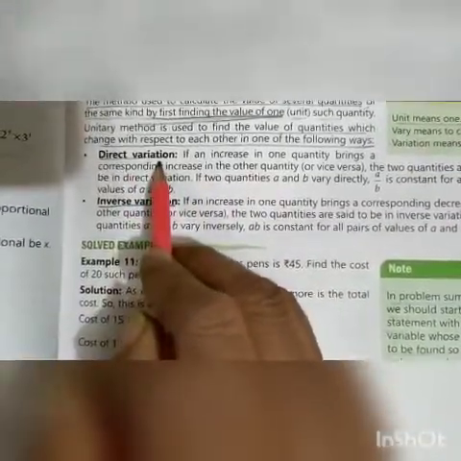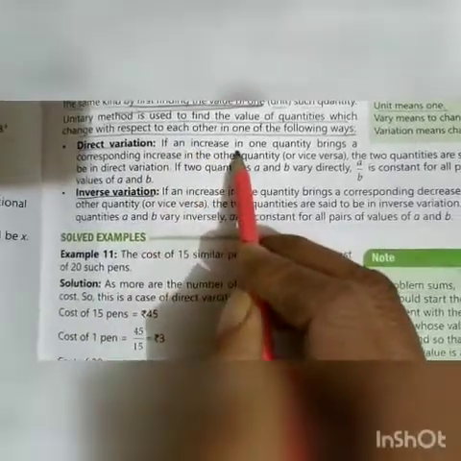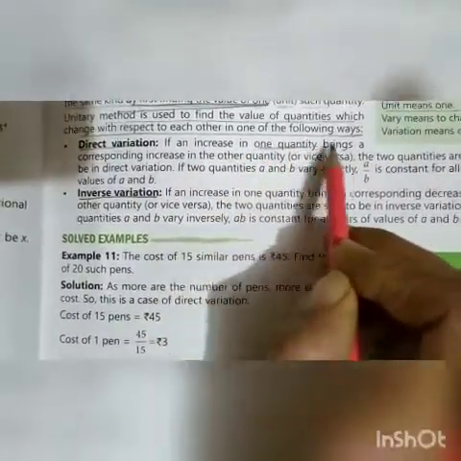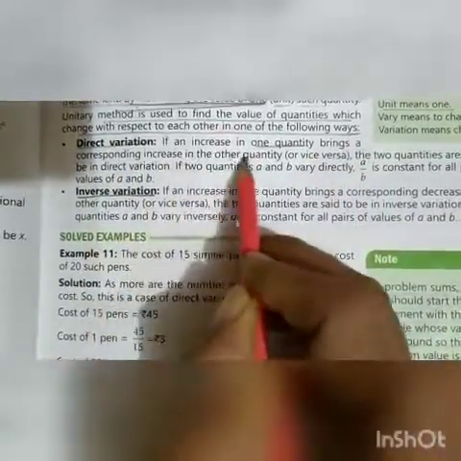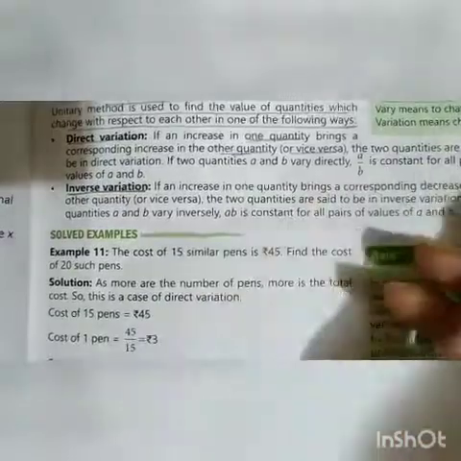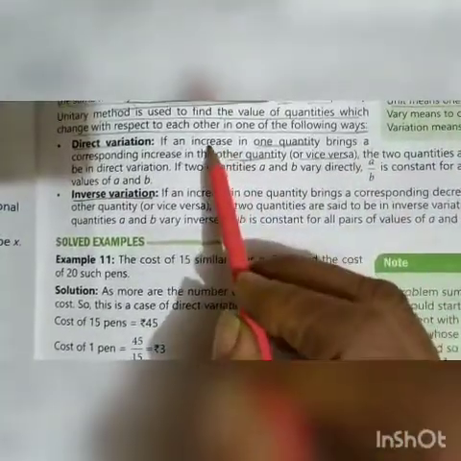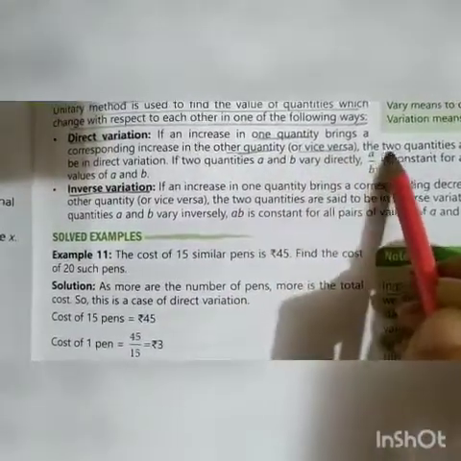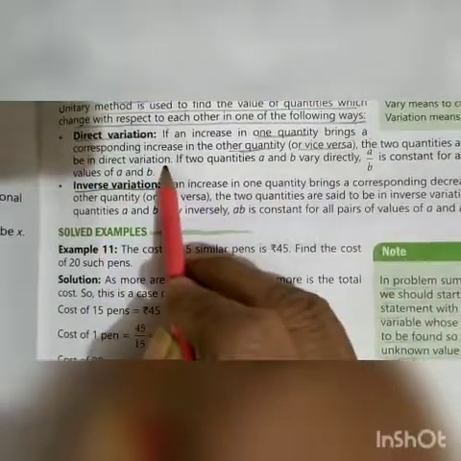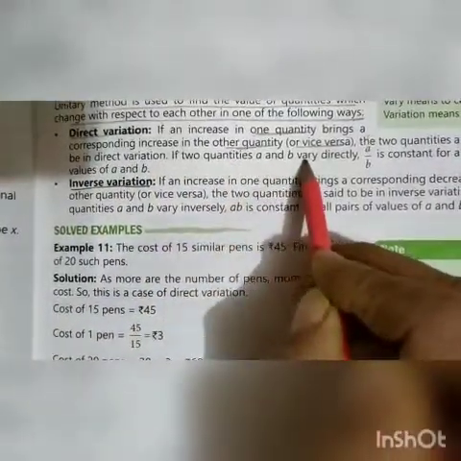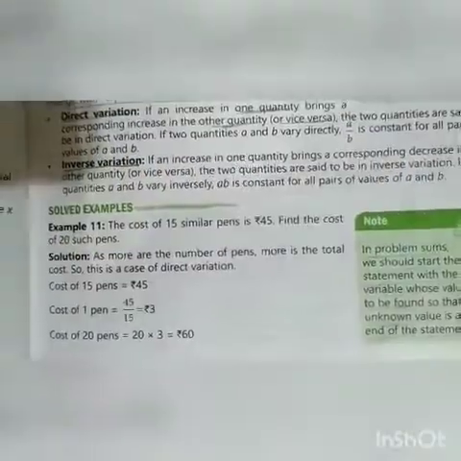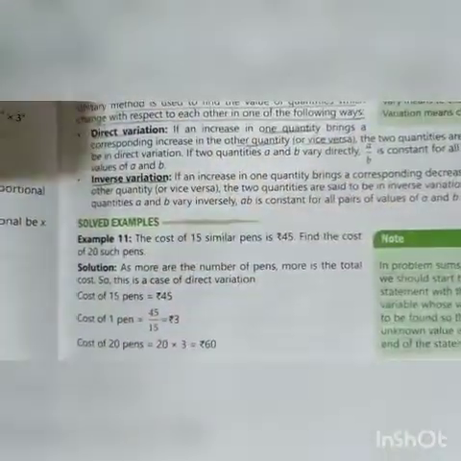See, first is direct variation. In direct variation, if an increase in one quantity brings a corresponding increase in the other quantity, or vice versa. Vice versa means decrease. In the first case, both the quantities are increasing. In the other case, in vice versa, both the quantities are decreasing. The two quantities are said to be in direct variation. If two quantities A and B vary directly, A upon B is constant for all pairs of values of A and B.